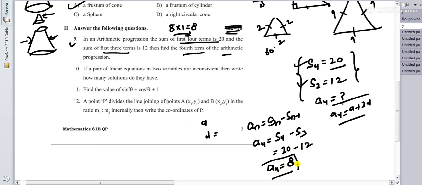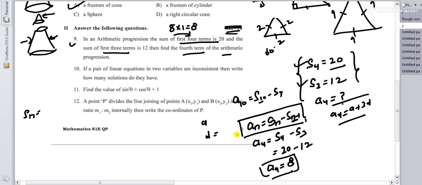You can even find this using the Sn formula, but that is a very lengthy procedure. You can try it and check, you will get the same answer. So better to remember this formula: An is equal to Sn, the sum of n terms, minus Sn minus 1. If I am taking S10, the previous will be S9, and this will give me A10. Understood? Similarly, you have to apply this formula and write.